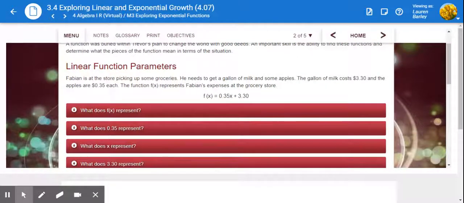All right, we are going to just discuss the difference between linear functions and exponential functions. Okay, remember that linear functions have a constant rate of change. So the first example, Fabian is at the store picking up some groceries. He needs to get a gallon of milk and some apples. The gallon of milk costs $3.30 and apples are 35 cents each. The function f of x represents Fabian's expenses at the grocery store.